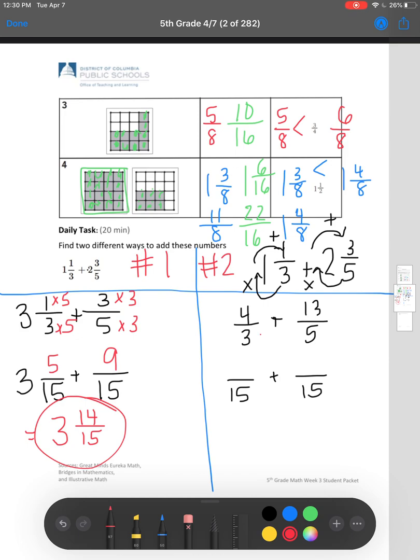Okay. And now I'm going to multiply the same way. 3 times what gives me 15? 3 times 5. And 4 times 5 is 20. All right. Then I'm going to do 5 times what gives me 15? 5 times 3 gives me 15.